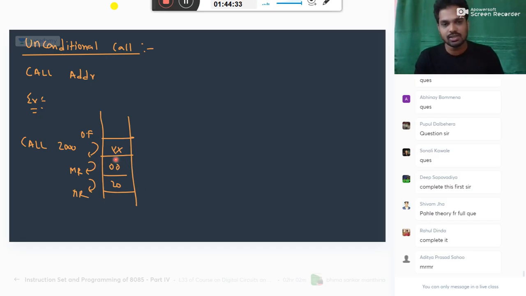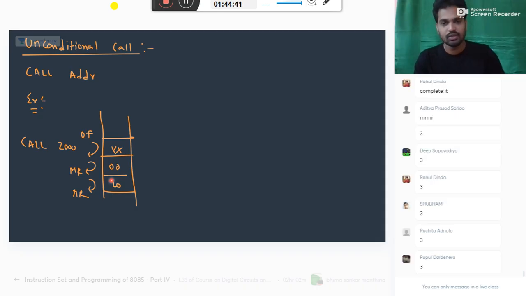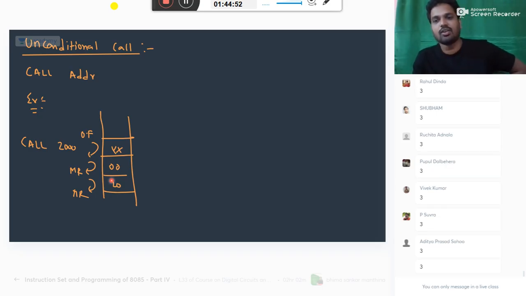So how many machine cycles are required here? How many machine cycles? Firstly, it's a 3-byte instruction, no doubt in it. How many machine cycles? 3 machine cycles? Wrong. You are seeing only this part. You need to see something else also.